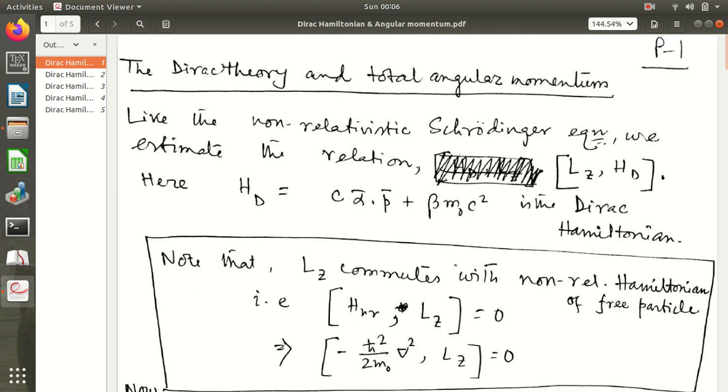In the Dirac Hamiltonian also we will consider the free particle. The Dirac Hamiltonian is, as you know, c alpha dot p plus beta m naught c squared, where m naught is the rest mass. Alpha x, alpha y, alpha z are compressed here. They are matrices. Beta is also a matrix, and we are going to check whether the z component of orbital angular momentum commutes with the Dirac Hamiltonian. The Dirac Hamiltonian is denoted as Hd here to separate it from the non-relativistic Hamiltonian.